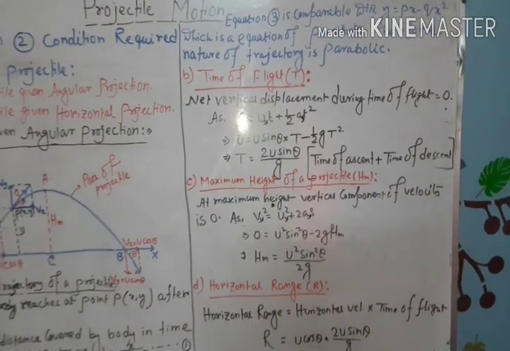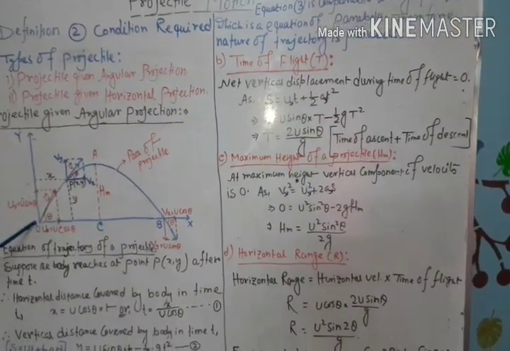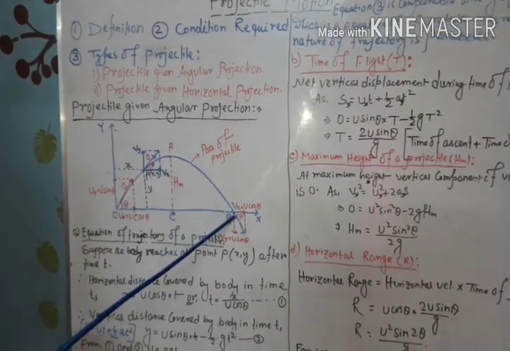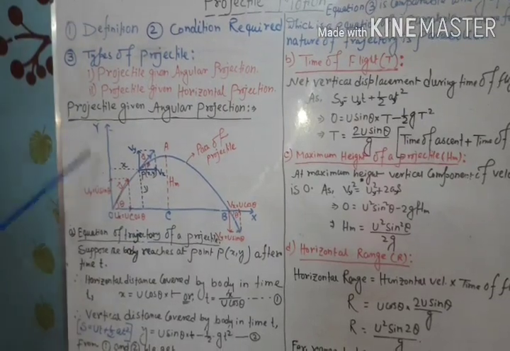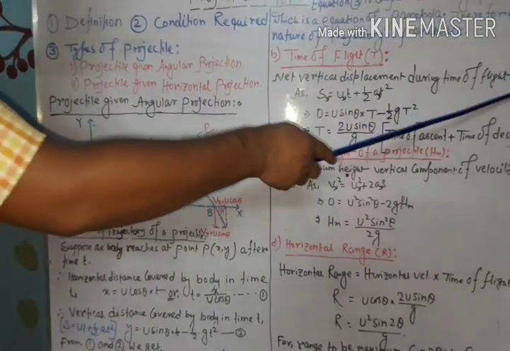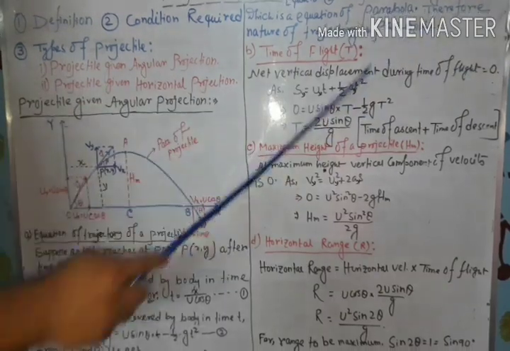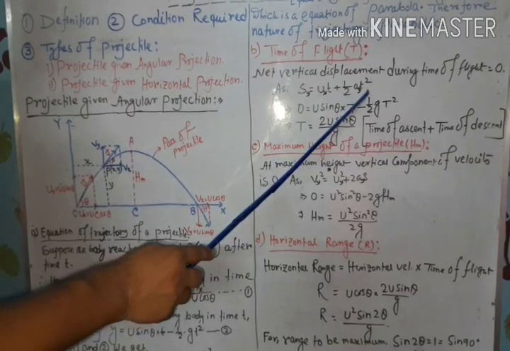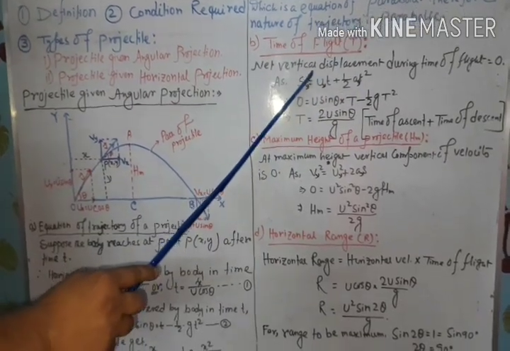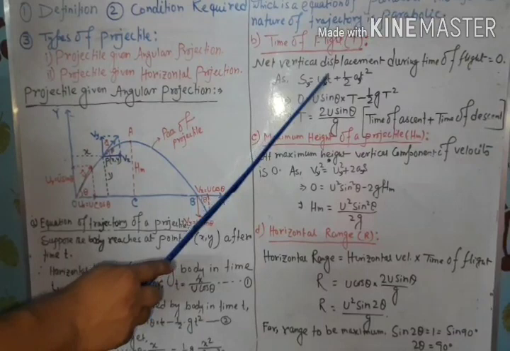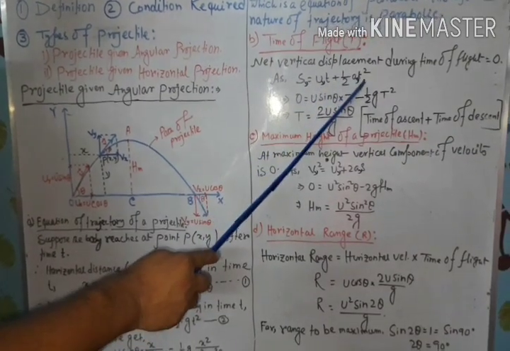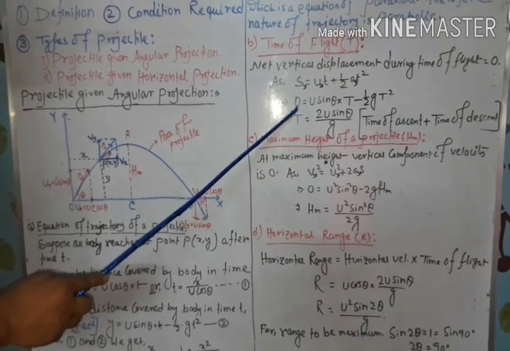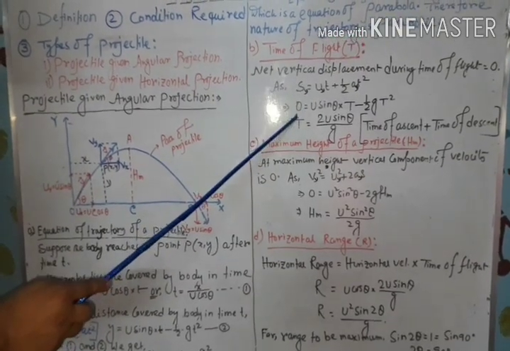Now, to determine the time of flight, we have to use the concept that the net vertical displacement is 0. Why? Because we throw the object from the ground and again after time of flight the object reaches the ground. That's why the vertical displacement during the time of flight is 0. Therefore, using the equation Sy equals uy t plus half ay t square, we write the equation S equals ut plus half at square along the vertical direction. Okay, so along the vertical direction, what is the displacement during time of flight? 0. That's why Sy is 0.